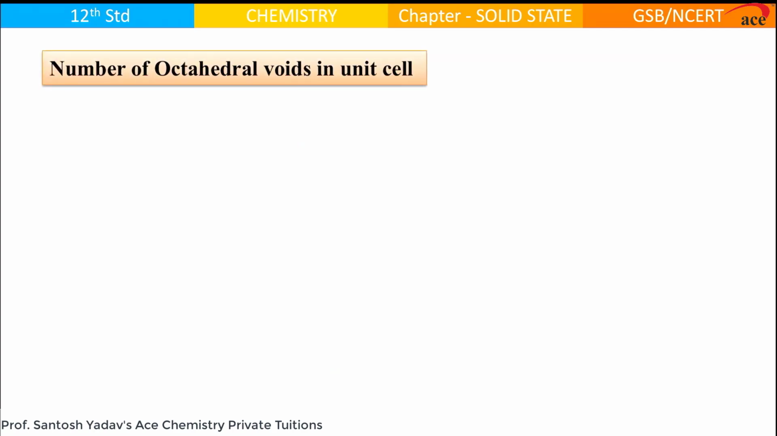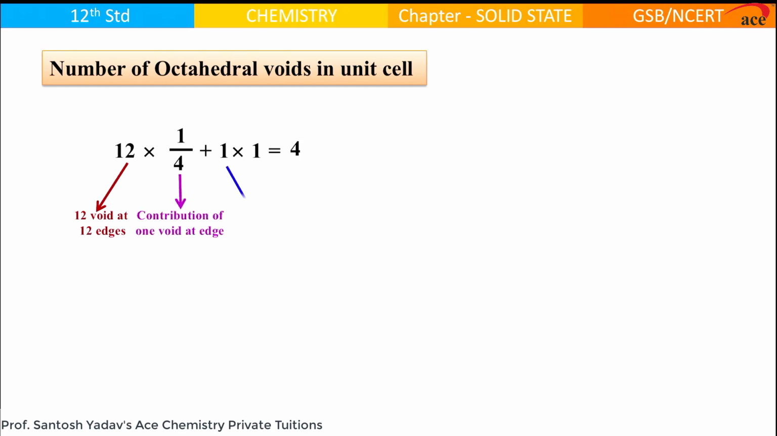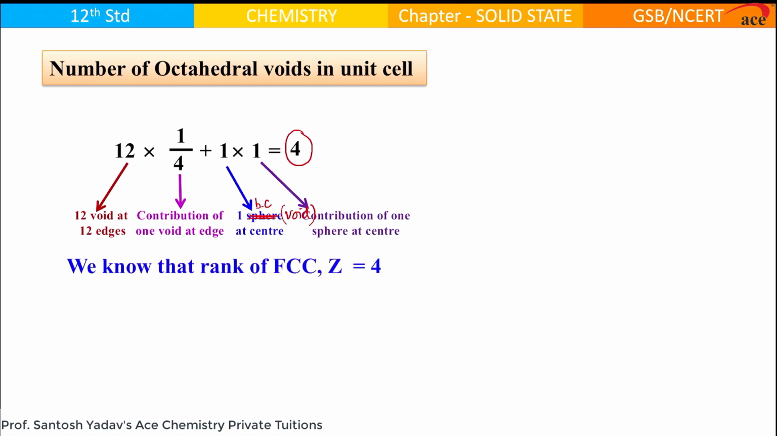So, how to count number of octahedral voids? The counting is like this. 12 voids are present at 12 edges with a contribution of 1/4 because they are shared by 4 unit cells. One void is at the body center, and its contribution is 1. So, one void at the center. Total, if you calculate, there are 4 octahedral voids in one unit cell of FCC or CCP.